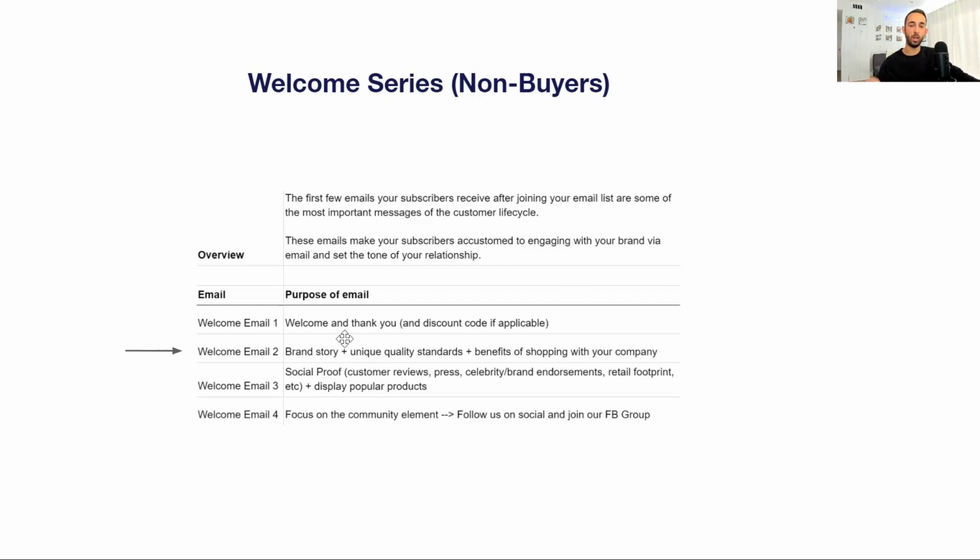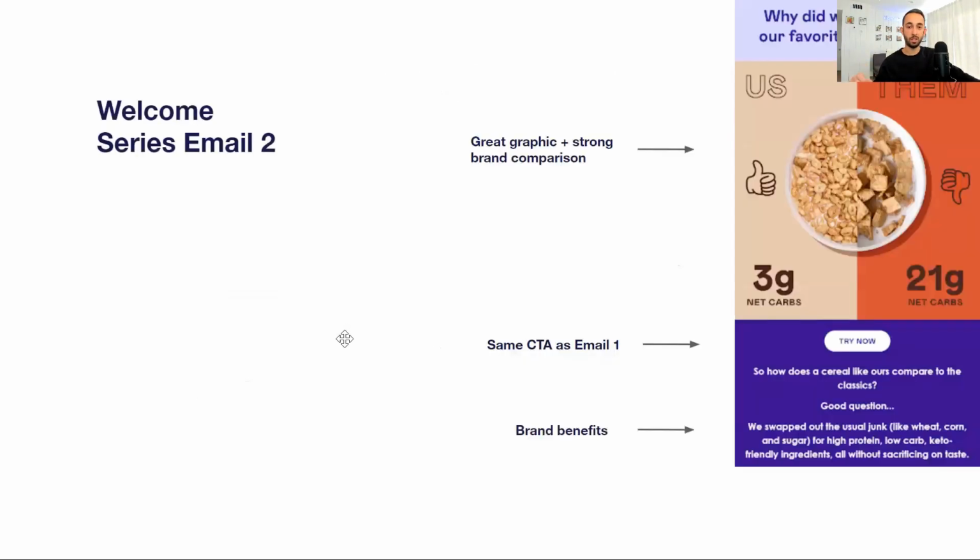I think they do a really great job here through this graph. And this is basically a strong brand comparison where they're calling out their competitors without directly naming names, but they're talking to the Fruit Loops, the Captain Crunch, those types of cereal brands. So us, we're thumbs up. We only have 3 grams of net carbs. Our competitors, they're thumbs down. They have 7 times the amount of net carbs, right? So they have 21 grams of net carbs versus our 3. Again, have the same call to action of try now.